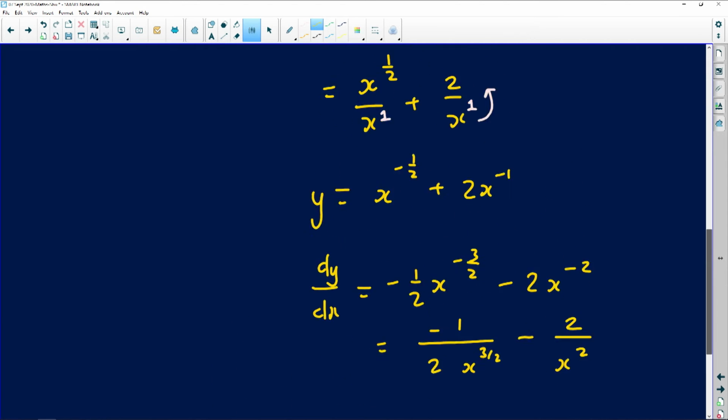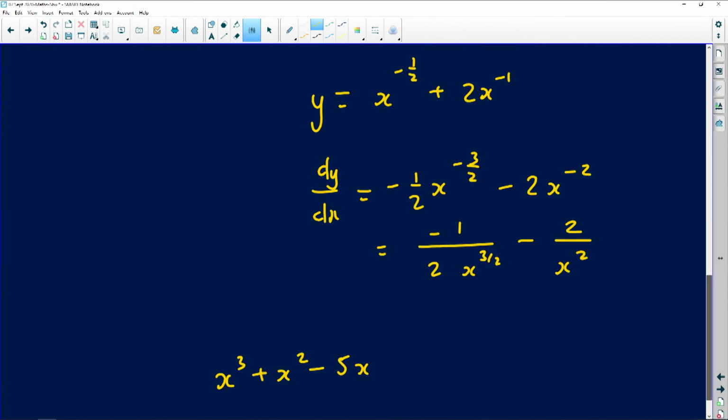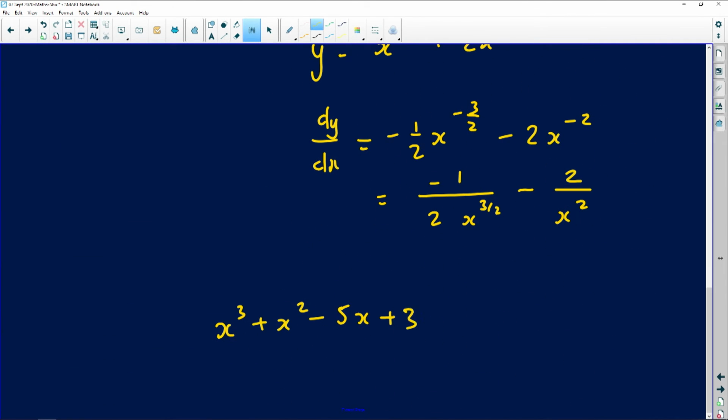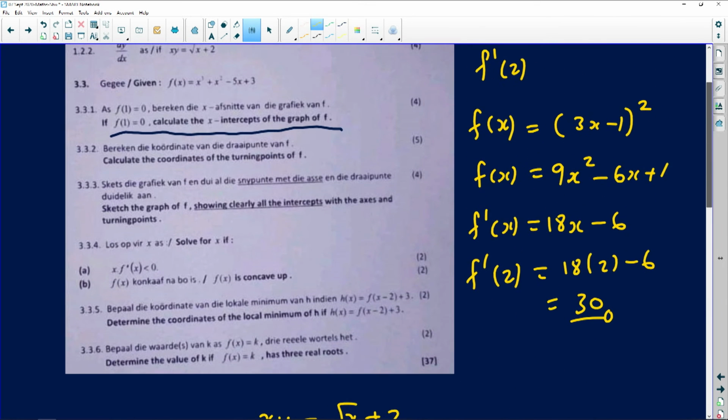There's an extra term here that is appearing. We're told that it's actually plus 3, okay? It says plus 3 at the end. Okay, this is my original function. Now, the examiner told us that f of 1 is equal to 0. That's one of the things that is given to us. What does that mean? That means when x is 1, f of 1 is going to be equal to 0. You are told that if f of 1 is 0, find the x-intercepts of this graph.